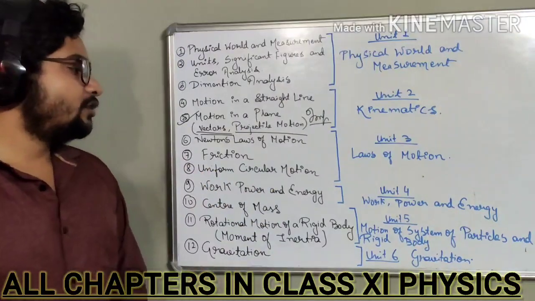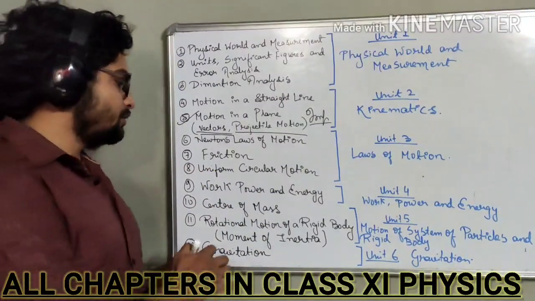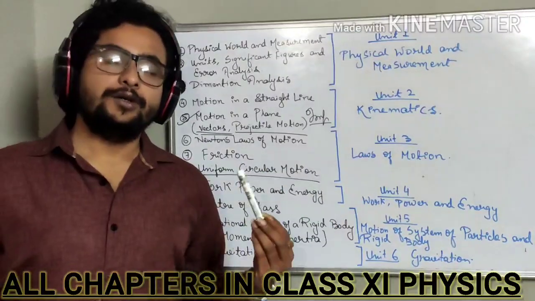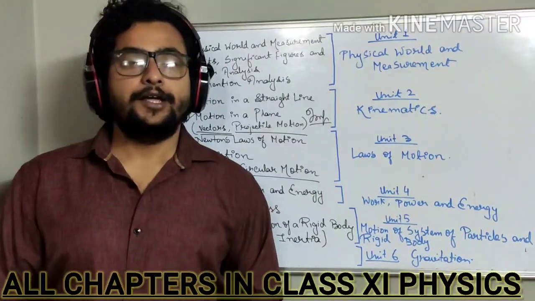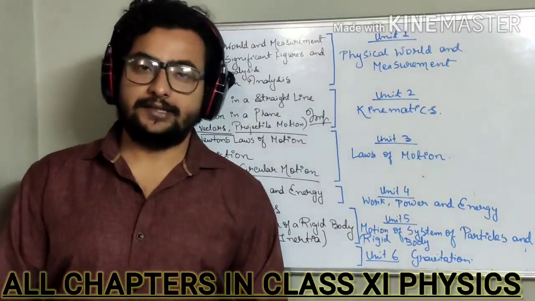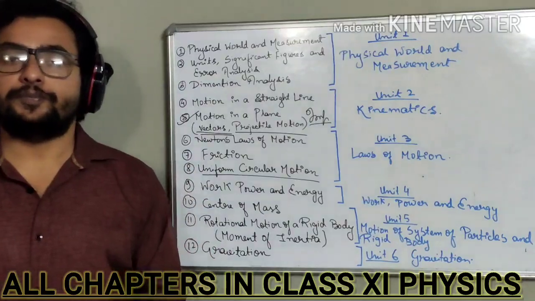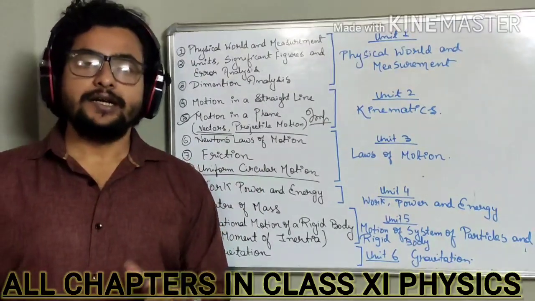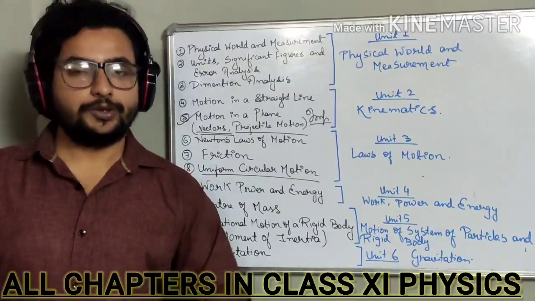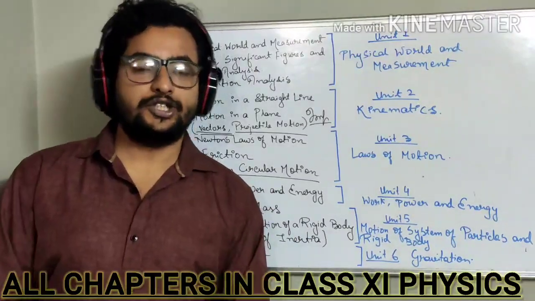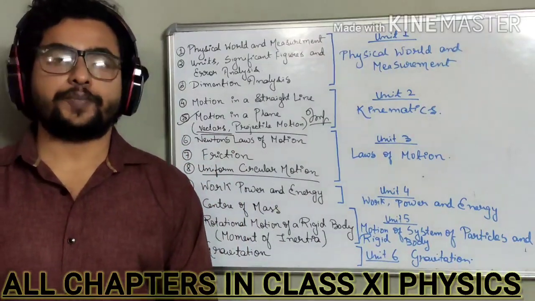Next chapter is uniform circular motion. Now, this is also a very interesting chapter, uniform circular motion. You read a little bit of this in class 10. There was a part in class 10 on uniform circular motion. Now over here uniform circular motion deals with the rest of the chapter which was not there in class 10. There are many interesting things which we learn in this chapter.